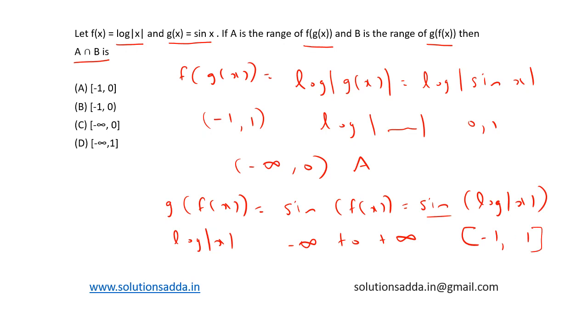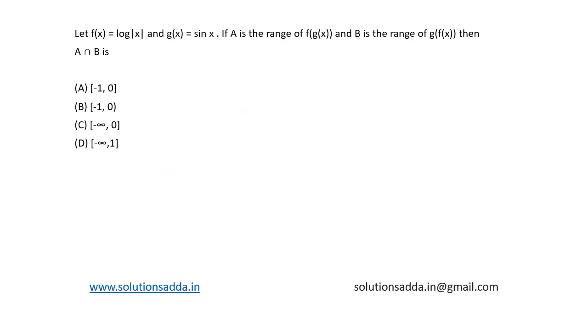So now we have both the values of A and B. A is in the range of -infinity to 0 and B is in the range of -1, 1. So A intersection B is equal to -1, 0. And let's see the options. Going by the options, option A is the correct answer here.